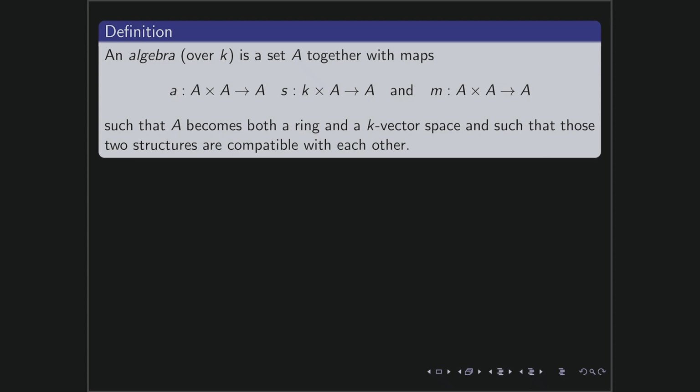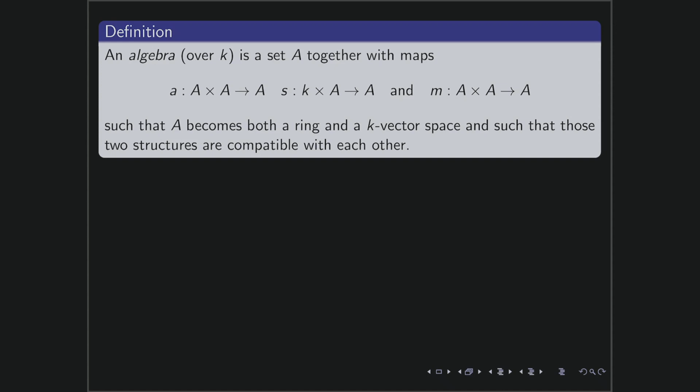The thing I want to say here is that basically an algebra A is a K vector space A together with K-linear maps. Now it's the interesting part.